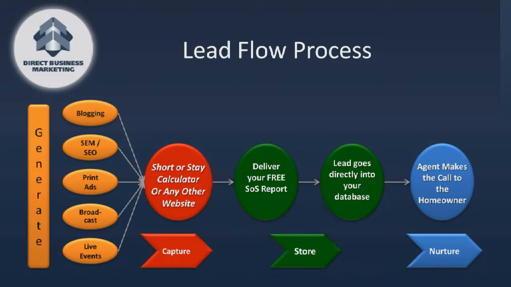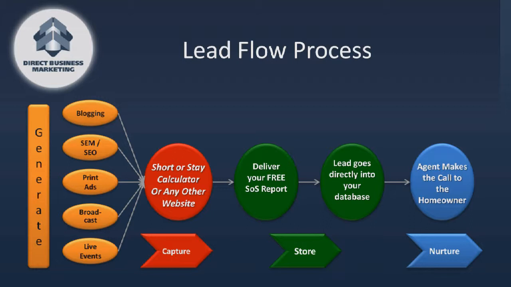Here's our handy little lead flow process, tongue twister, lead flow process. With this lead flow process, we make sure that we always start off with 5 initial items that we're going to be using for marketing. From there, those 5 are directed to the Shorter Stay Calculator website because we're using this as the centralized location or the capture source. From there, it goes into the database, and that's where it's stored. That's where you're going to deliver the free report, and so forth. From there, that's where the nurturing comes into play, through the drip campaign and with you calling them on the phone. Produce the listing, that's what we want.